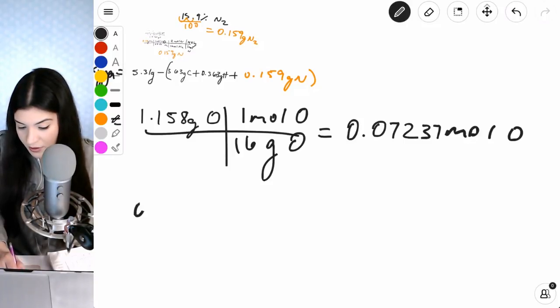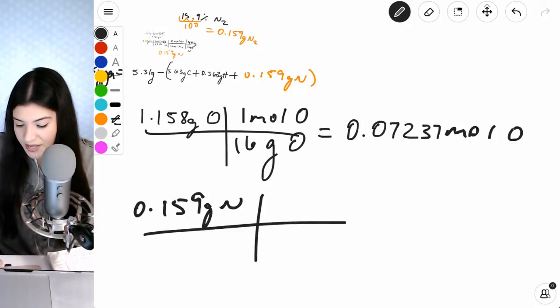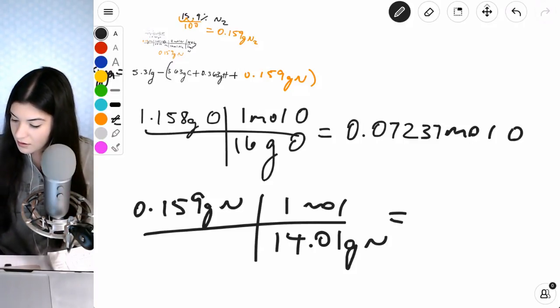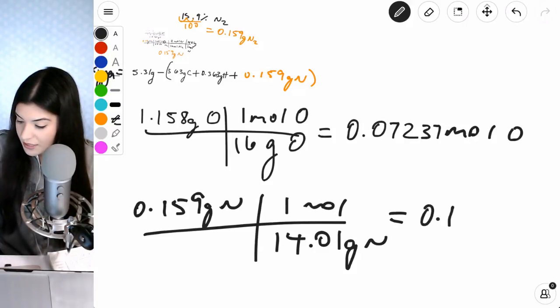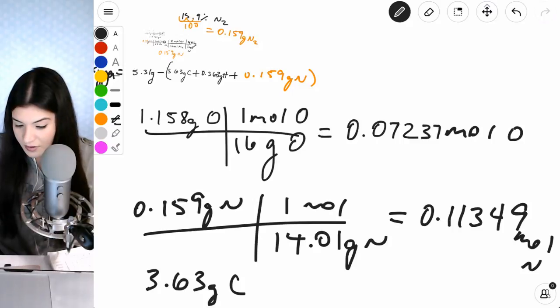So we had 0.159 grams of nitrogen. I'll divide that by the molar mass again. Okay, 1 mole. And this, let's see what this part gives us. This gives us 0.11349 moles of nitrogen. And then we were given 3.63 grams of carbon.